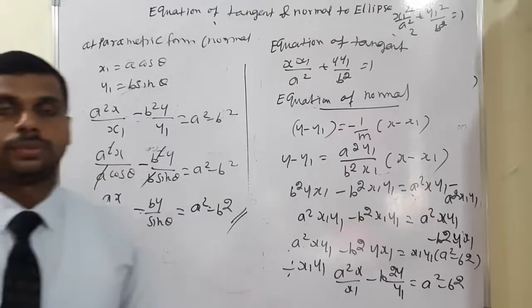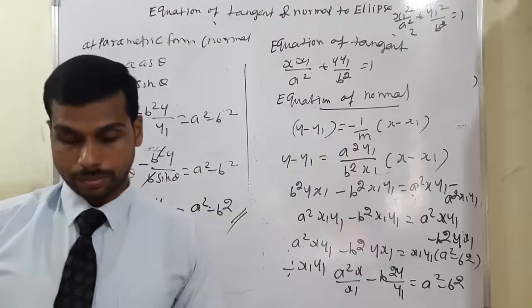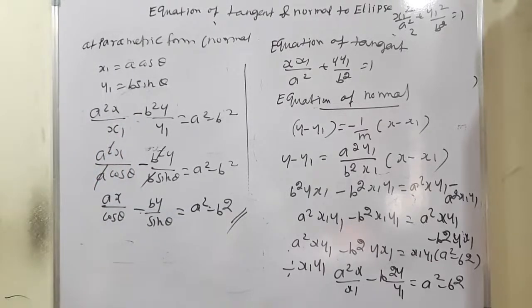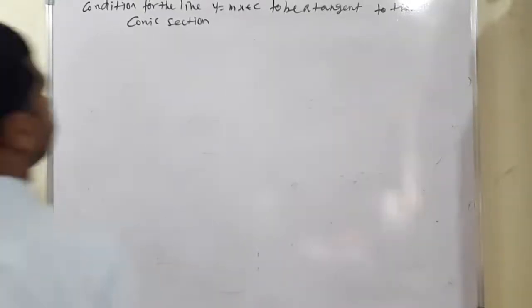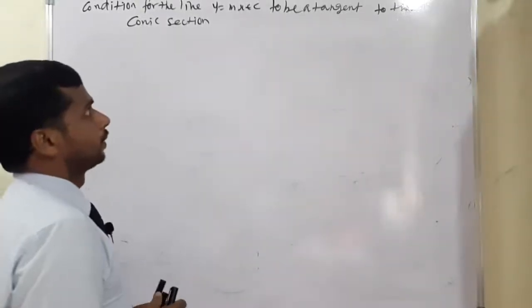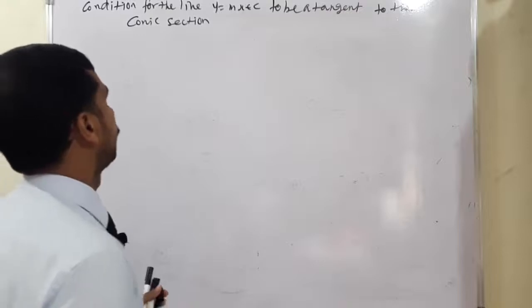Okay, I am moving to next concept. Please stay on the line. Condition for the line y is equal to mx plus c to be a tangent to the conic section.